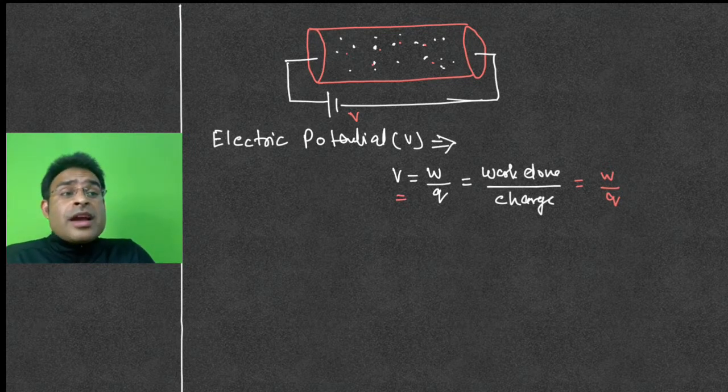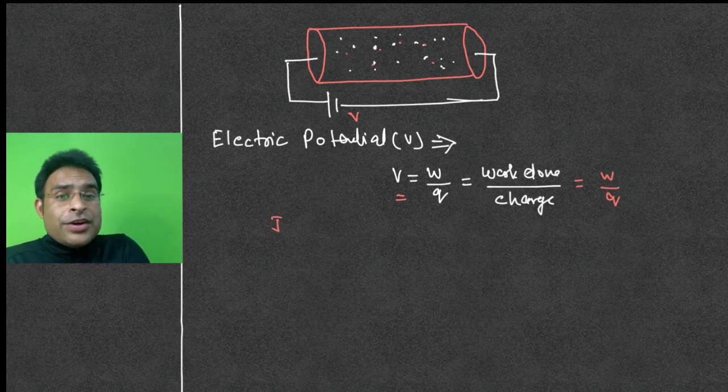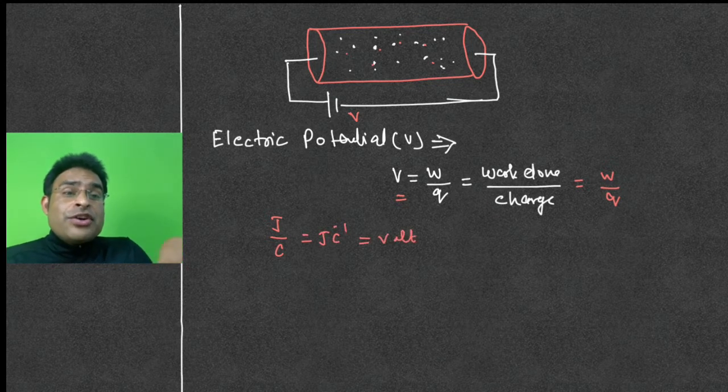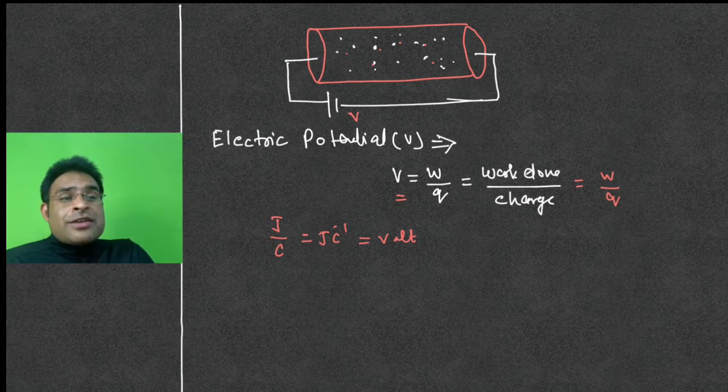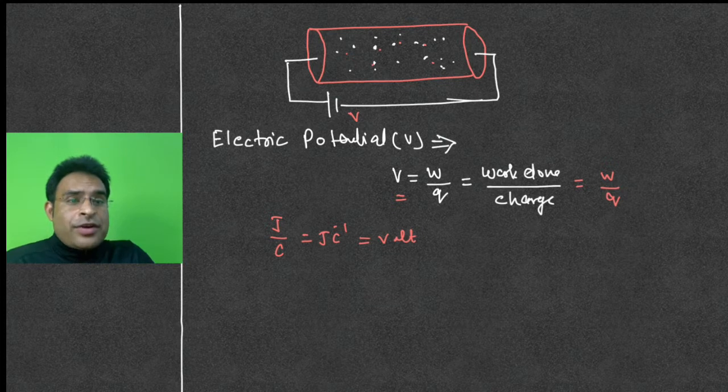Now, what should be the unit of this? We know the unit of work done is joule and the unit of charge is coulomb. So it should be joule per coulomb. But we have another unit for this, that is called volt, and volt is the unit of electric potential. It's also a scalar quantity, because work done is a scalar quantity and charge is also a scalar. So it has no direction, unlike current.